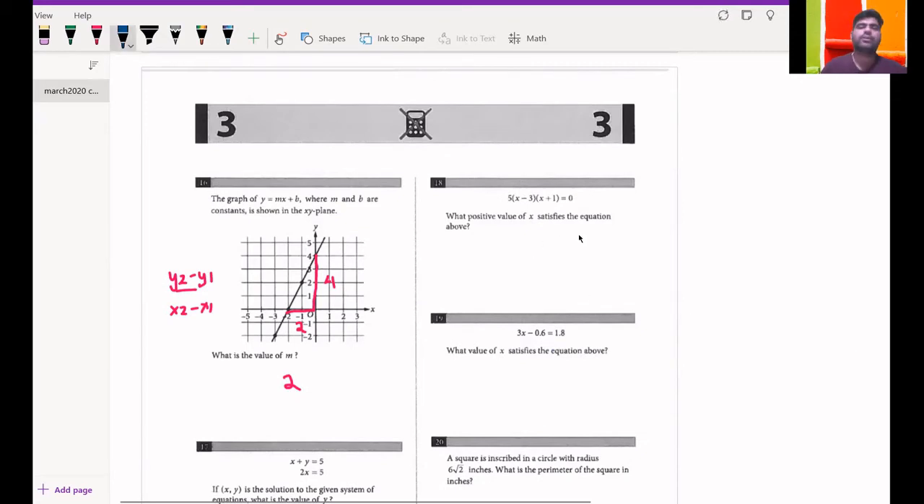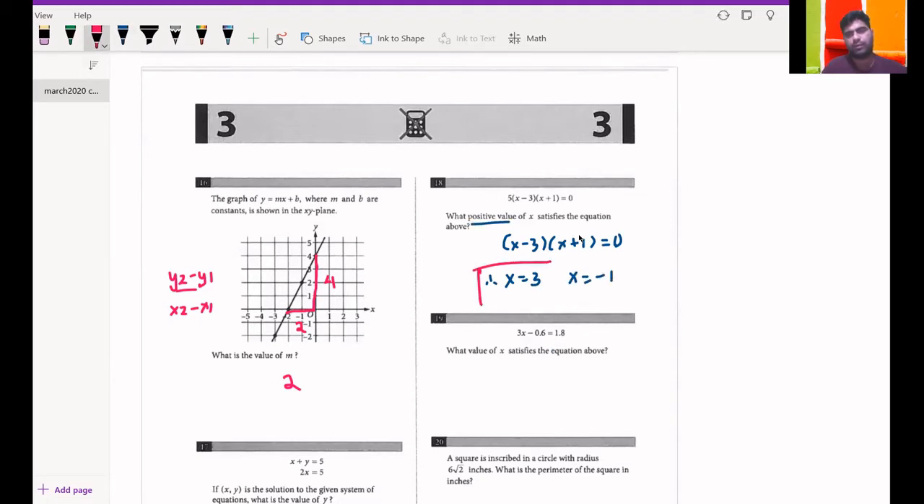For the x that satisfies the equation, I can divide by 5. So I have x minus 3, x plus 1 equals 0. So the values of x are 3 and negative 1, but I want a positive value. So my answer is x equals 3.